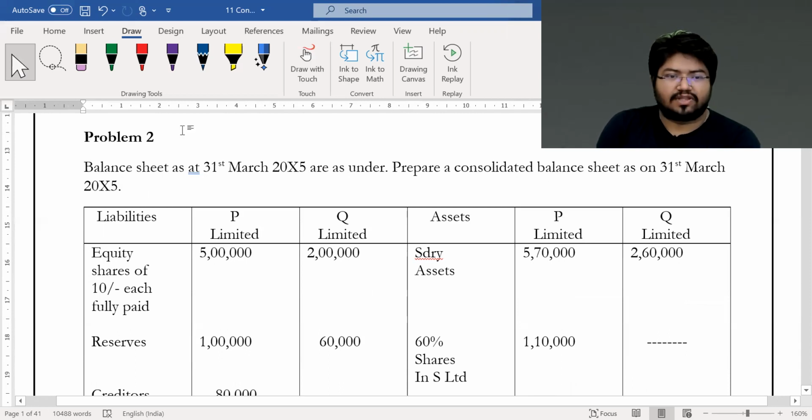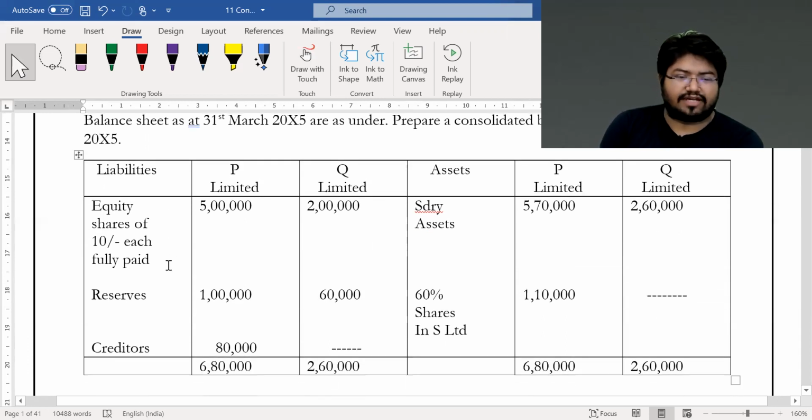Second problem. Balance sheets as at 31st March 25 are given. Prepare CBS as on the same date. Equity shares of 10 each fully paid, reserves, creditors, sundry assets. 60% shares in S Limited, I bought for 1,10,000. That's all. Beyond this, no other information is given.